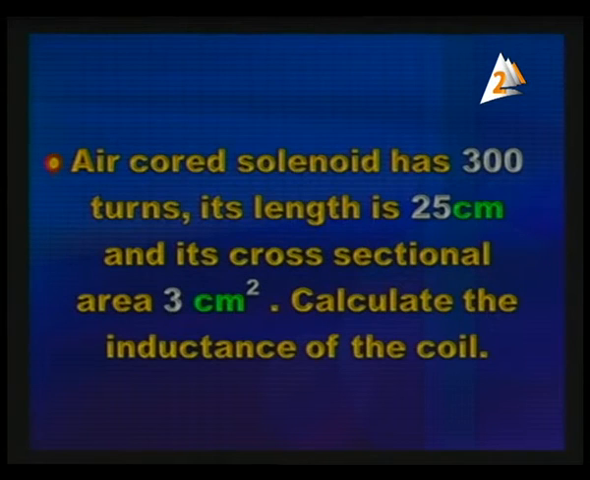Another problem: a solenoid has 300 turns. Its length is 25 centimeters and its cross-sectional area is 3 centimeters squared. Length of the solenoid 25, turns 300, area 3 centimeters squared. Calculate the inductance of the coil.